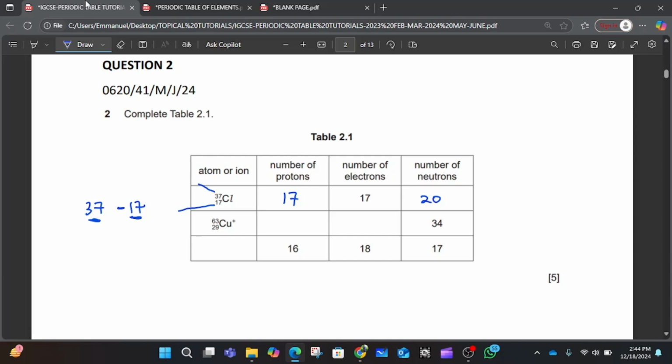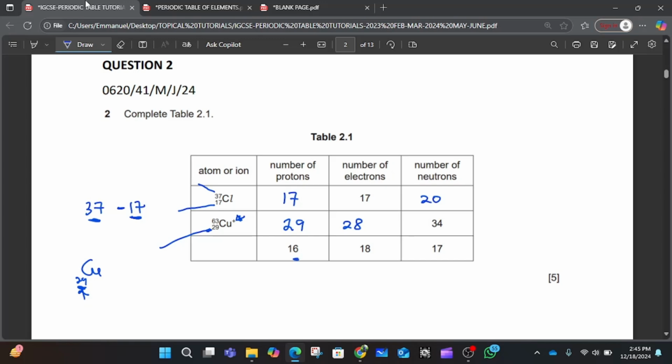The proton number for copper is 29. It is here. The number of electrons is 28 because the plus charge on the copper shows that it has lost one electron. When copper is neutral, it means it has no charge on it, the number of electrons is the same as the number of protons, but it became charged by losing one electron. So the number of electrons will reduce to 28.